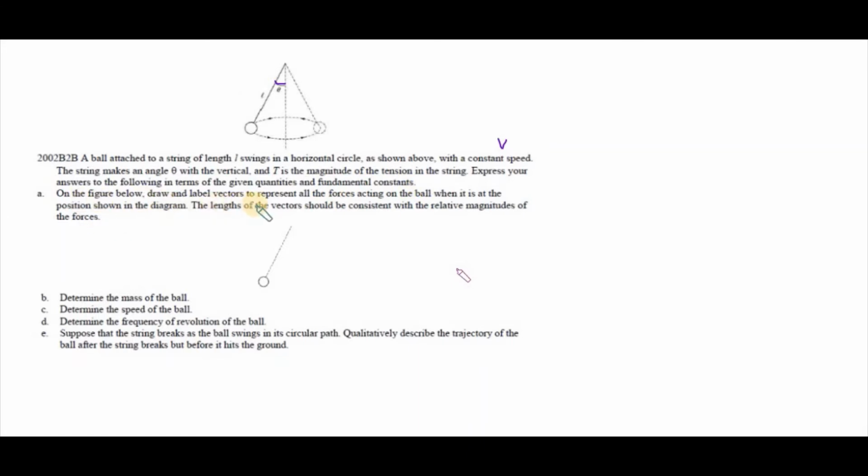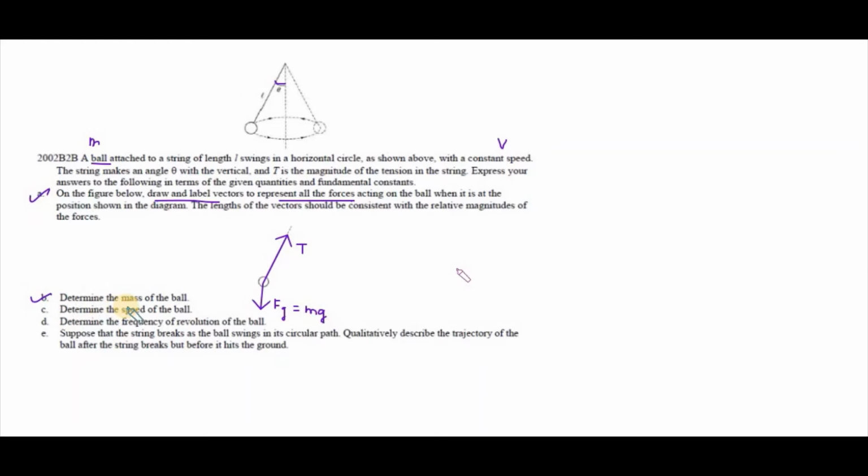On the figure below, draw and label vectors to represent all the forces acting on the ball when it is at the position shown in the diagram. So in this position, we have to draw the free body diagram. The length of the vectors should be consistent with the relative magnitudes of the forces. The tension would be exerted along the string, and the ball has a certain mass, so corresponding to that there is the gravitational force, Fg, exerted in the downward direction. So this is the free body diagram. Draw and label the vectors of all forces.